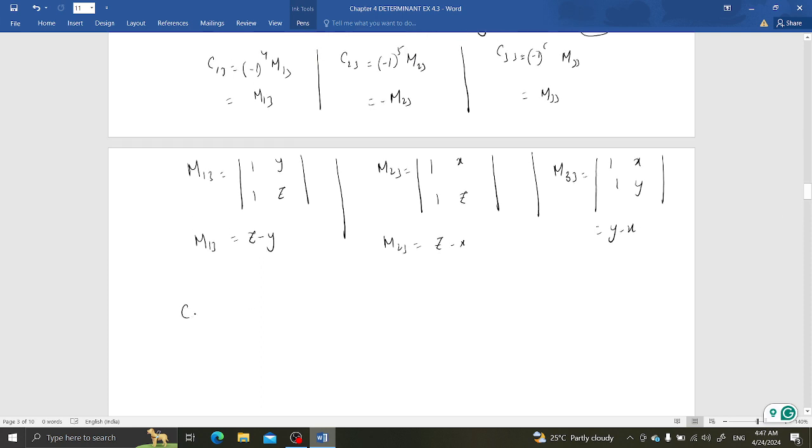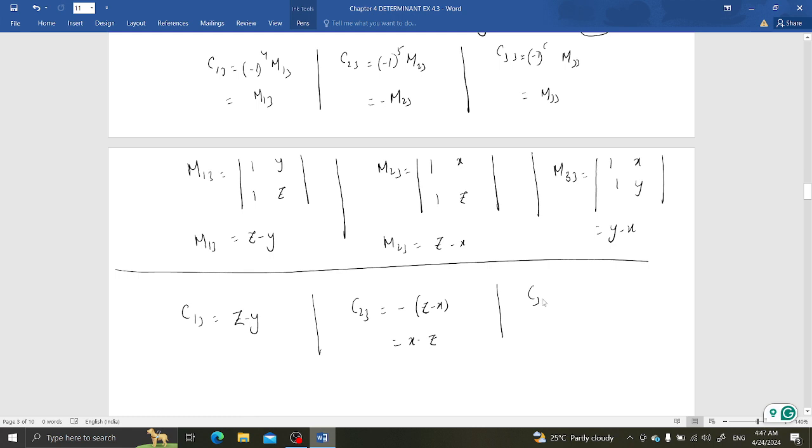What we have C13. C13 is same as that, Z minus Y. What is C23? C23 is minus times Z minus X, that is X minus Z. Okay. And see what is about C33? C33 is Y minus X as it is now.